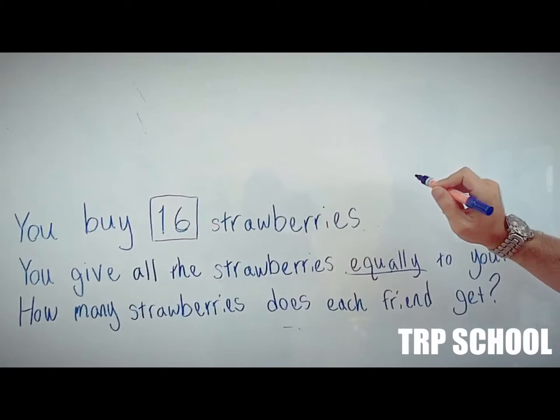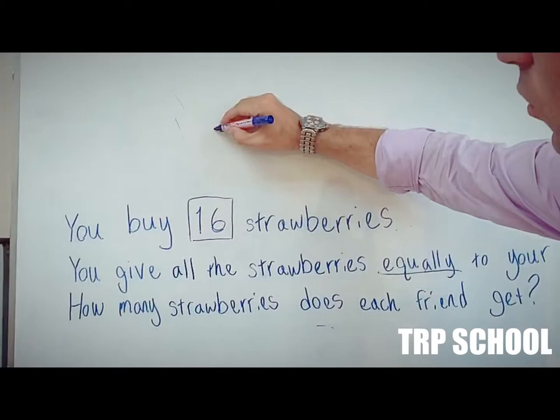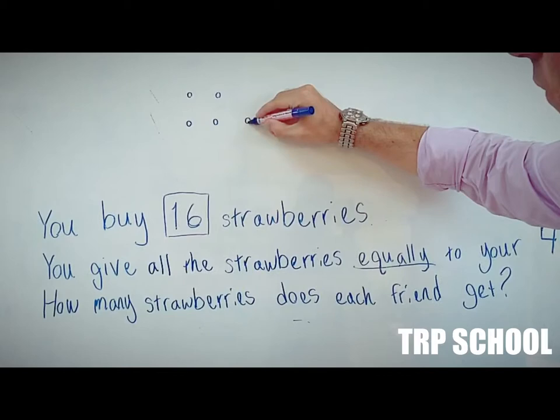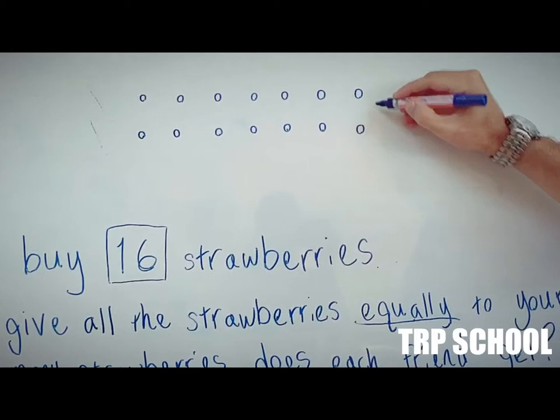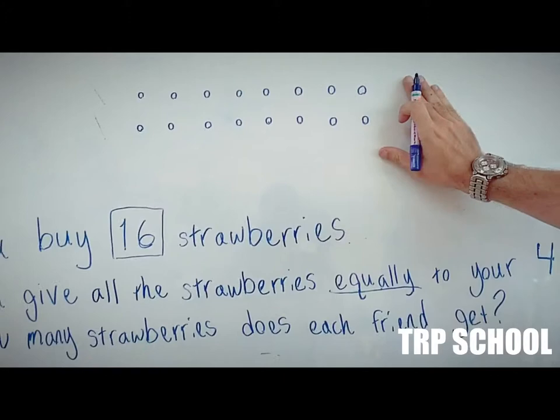Now, when I draw them, I'm going to count, and I want you to count with me. 1, 2, 3, 4, 5, 6, 7, 8, 9, 10, 11, 12, 13, 14, 15, 16. All right, that's all 16 of my strawberries.